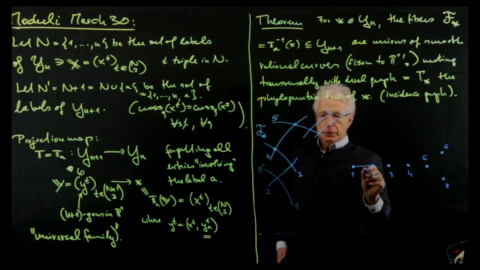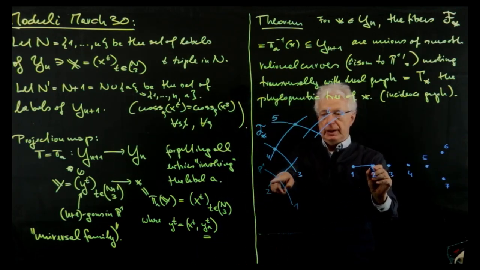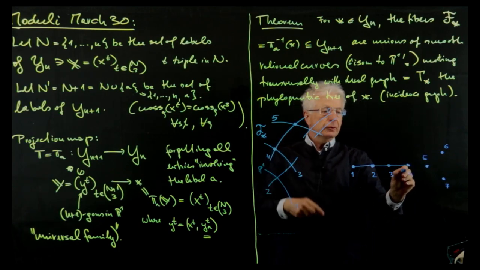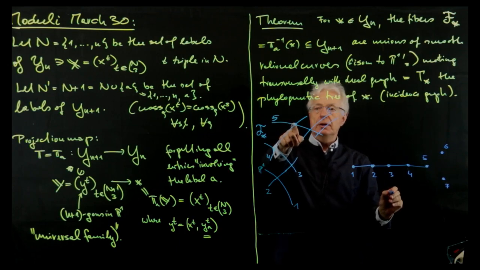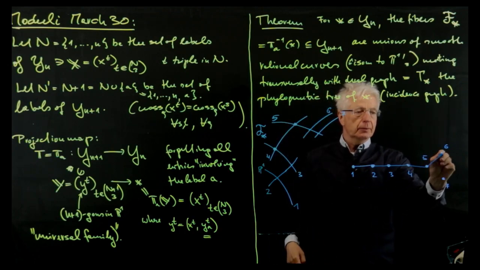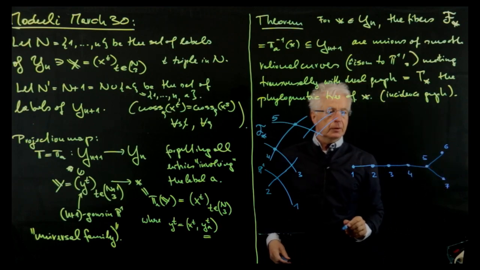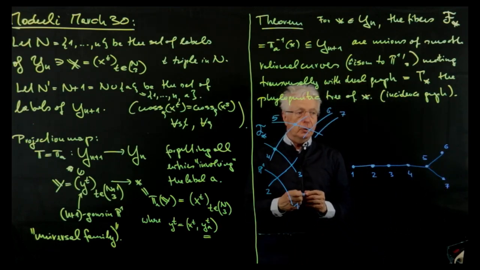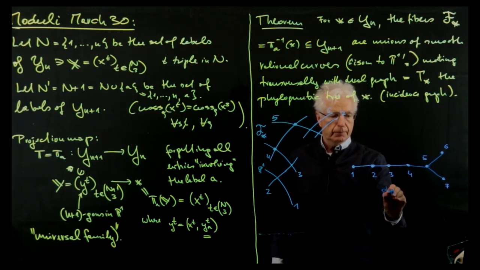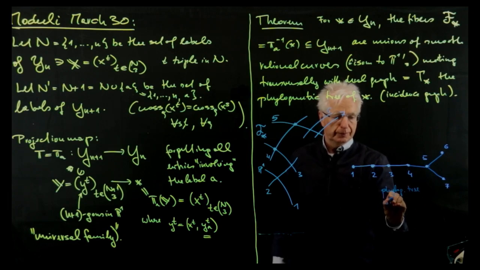So 1 is connected to 2. 2 will intersect 3. 3 will intersect 4. 4 intersects 5. And 5 will not only intersect 4, but also 6 and 7. Okay, so that's a kind of boring tree. This is a phylogenetic tree without leaves.